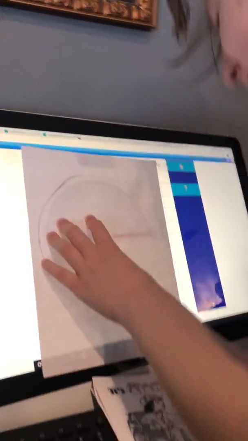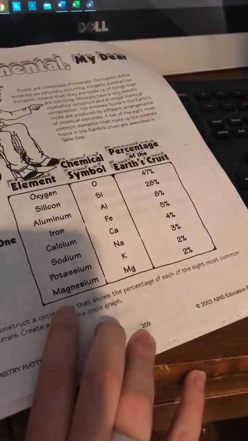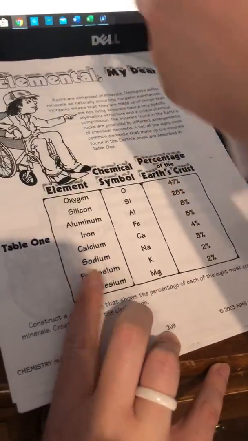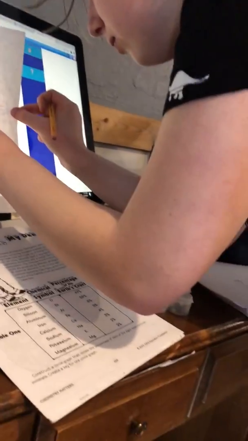So while you're working on this circle graph, these percentages right here have elements listed next to them, as you can see. And these elements are different elements that are found in our atmosphere. And this circle graph, what do you think the circle graph represents?